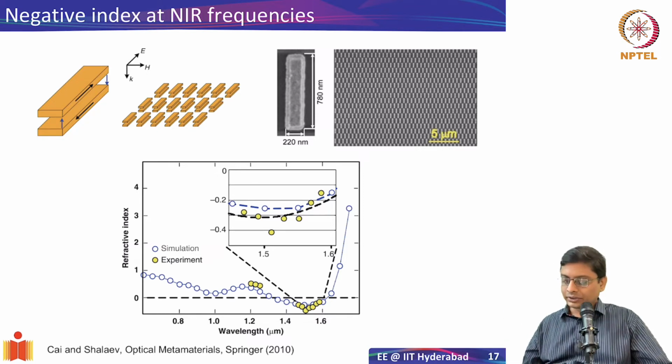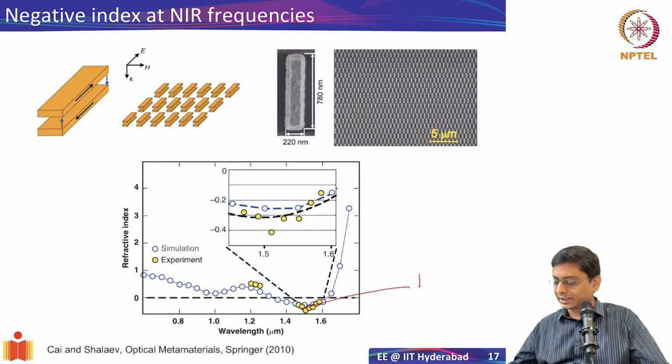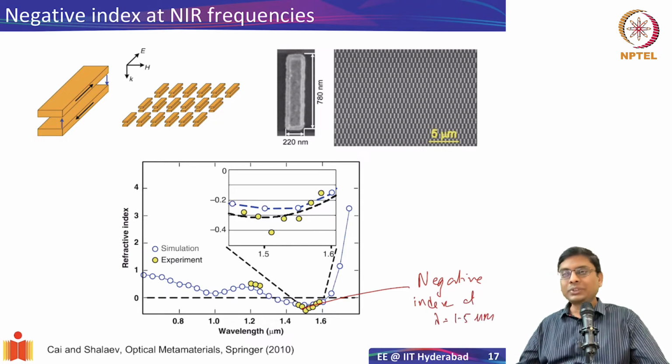All right. So if you see that and you analyze the response of it, what you will see is they're able to show that this is a refractive index, and over at the telecommunications frequencies, you are able to get actually a negative index, at lambda equal to 1.5 micrometers. So you see the evolution. So this was, I think, in 2005.